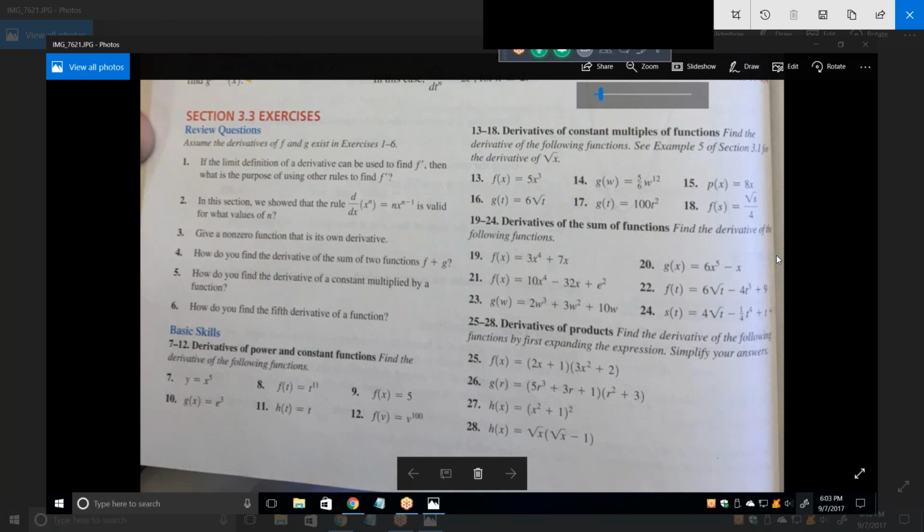Okay, so let's see, 12 to 26 evens. Next one is 20. What's the derivative of 20? Okay, so that would be 30x to the 4th minus 1. Perfect. 22. Now, first of all, let's rewrite it here.